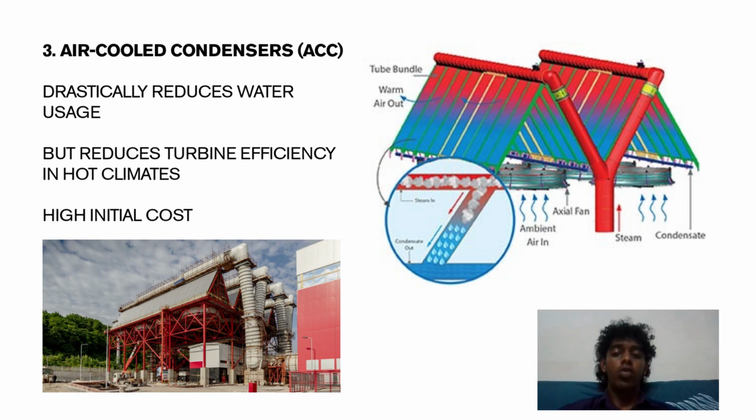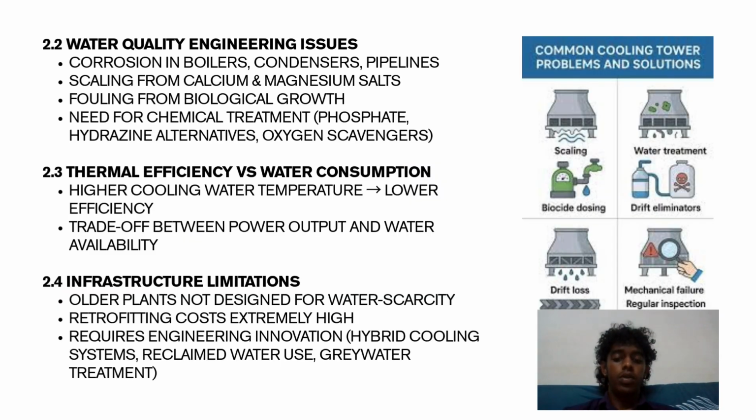And lastly, we have the air-cooled condensers. This type of system drastically reduces water usage, but it also reduces the turbine's efficiency in hot climates. Next, we will talk about more of the other challenges. First, we have water quality engineering issues. Corrosion in boilers, condensers, and pipelines, scaling from calcium and magnesium salts, fouling from biological growth, and the need for chemical treatment. And next, we have the thermal efficiency versus water consumption. Higher cooling water temperature lowers the efficiency, and there would be a trade off between power output and water availability.